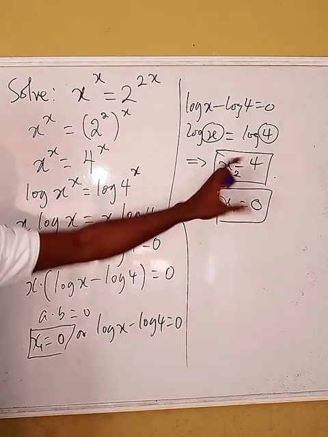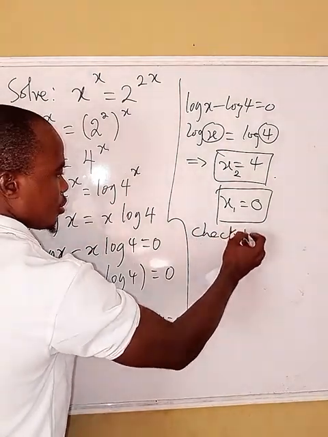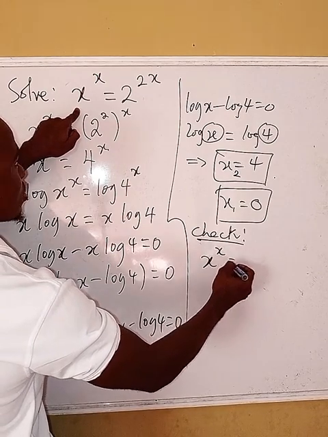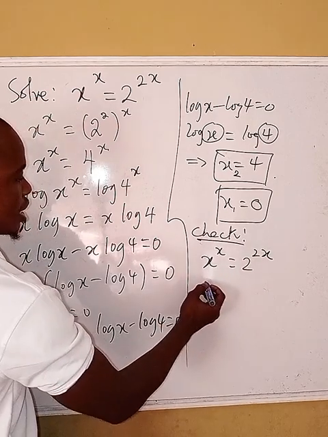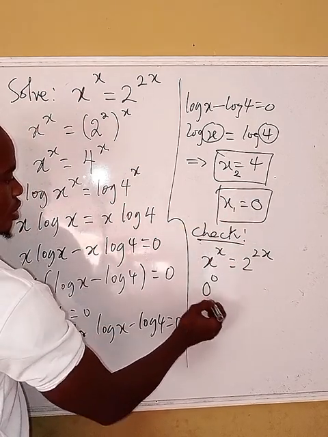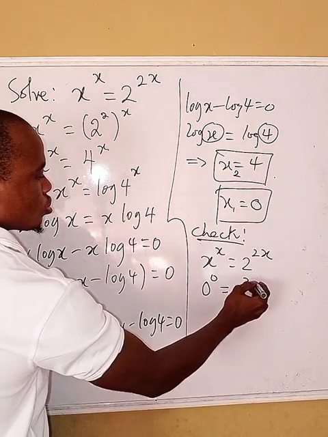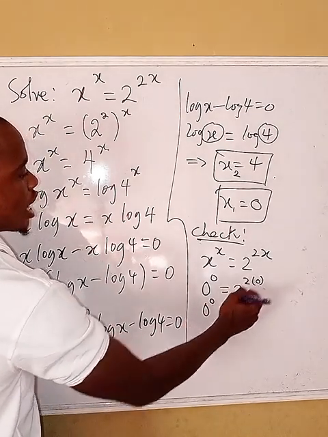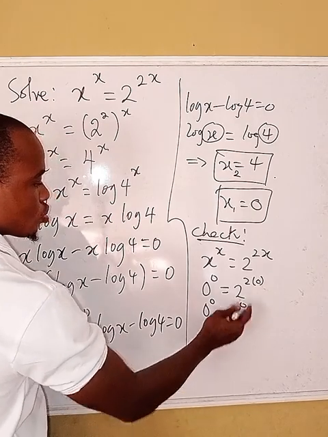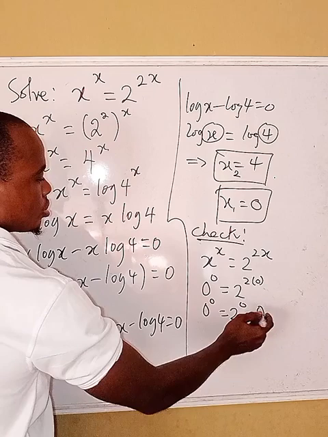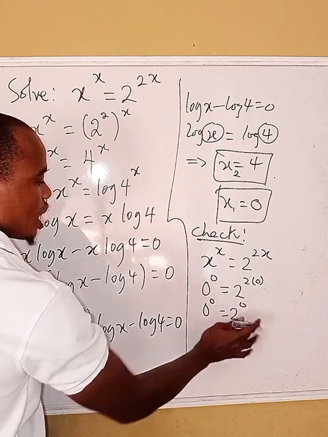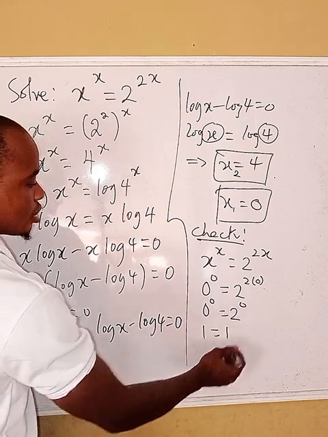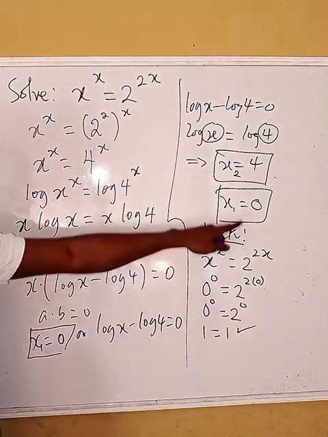Now let's check whether we are right or not. Quickly check the solutions. We have x to the power of x equals 2 to the power of 2x. So here, when our x equals 0, 0 to the power of 0 equals 2 to the power of 2 times 0. 0 to the power of 0 equals 1. 2 times 0 is 0, and 2 to the power of 0 gives us 1, sorry. So therefore, 0 to the power of 0, we have 1, equals 2 to the power of 0, we have 1. So x equals 0 is satisfied.